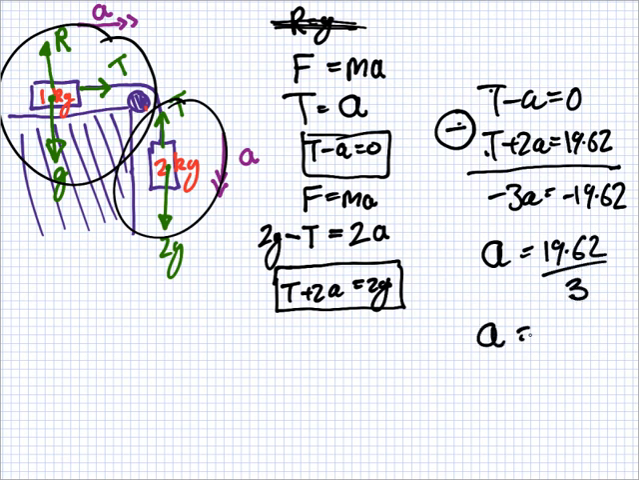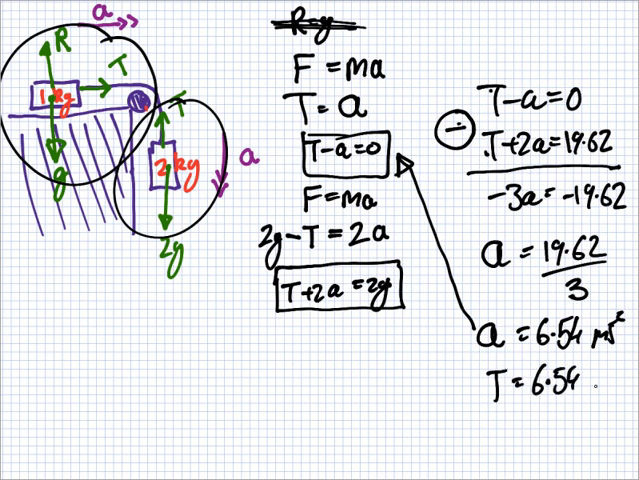So the acceleration, what was that? 6.54 meters per second squared. So it's not falling with 9.81, it's falling with 6.54. And you could sub the A back into this guy to get the T, and it'll actually work out T is equal to A, so you can see that the T will be 6.54 newtons then.